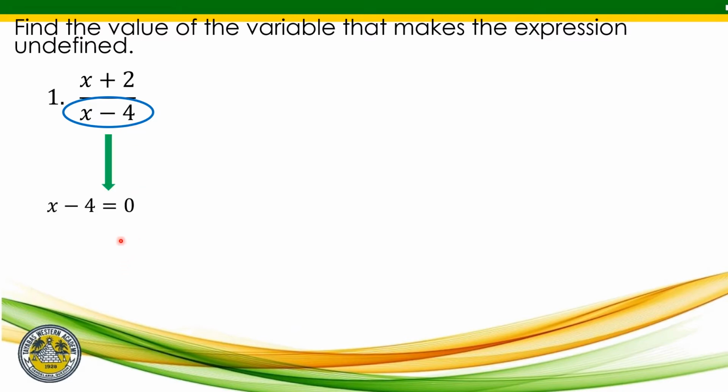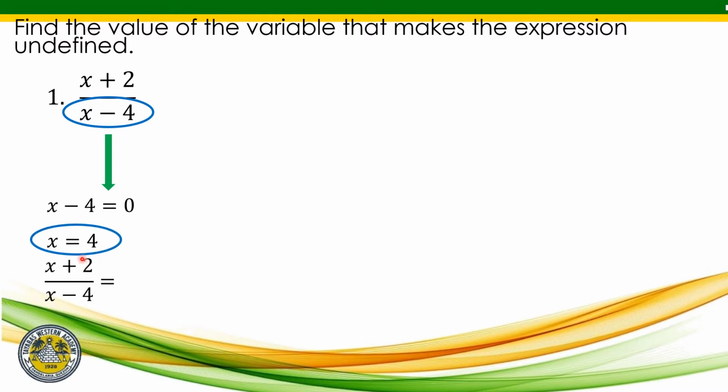So, equate lang natin siya sa 0. So, x minus 4 is equal to 0. So, ano yung lagi natin ginagawa? To find the value of the variable. So, kung meron siyang kasamang number, inililipat lang natin sa kabilang side. So, negative 4 will be positive. So, x is equal to 4. So, ito na yung value ng x.